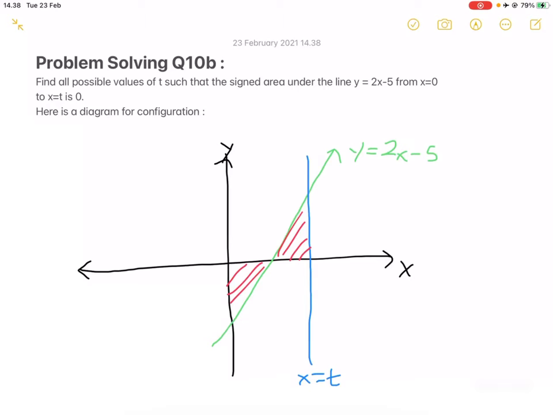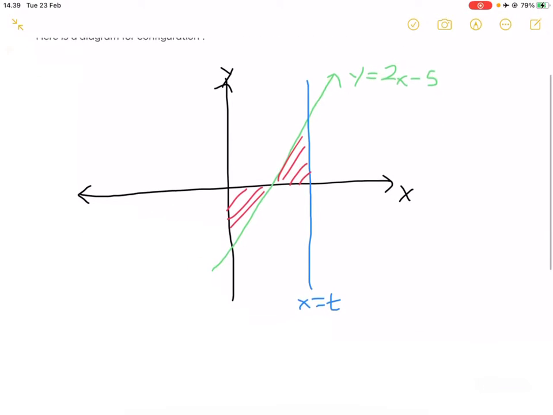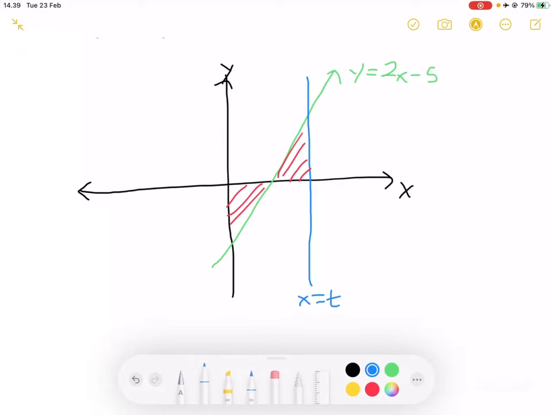Alright, so this is the second part of this video. We need to find all possible values of t such that the signed area under the line y equals 2x minus 5 from x equals 0 to x equals t is 0. So here's a diagram for the configuration. We have our line y equals 2x minus 5 sloping upwards like so. And then we have this area bounded from x equals 0, which is just the y-axis, and x equals t, which we're going to find the value of.